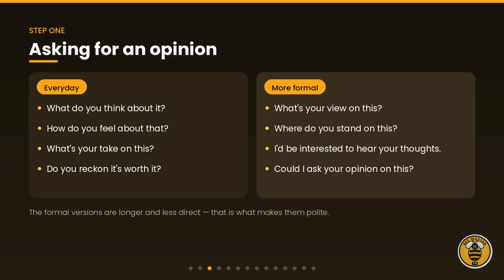First, asking for an opinion. In everyday English you can say, what do you think about it? How do you feel about that? What's your take on this? And in British English you might also hear, do you reckon it's worth it?